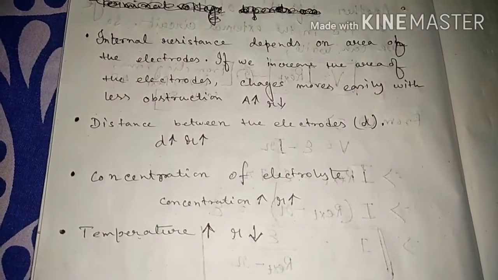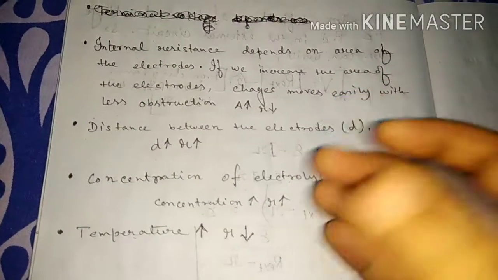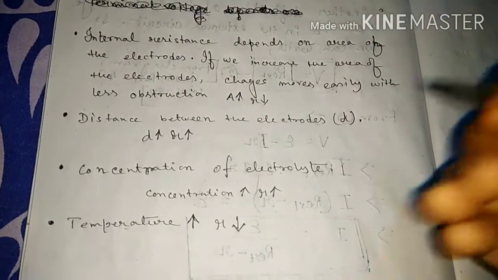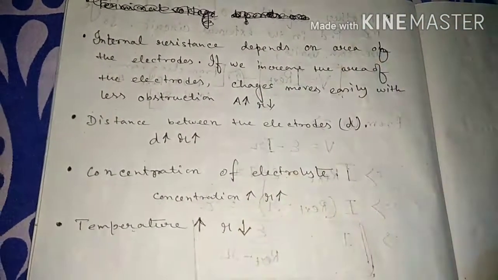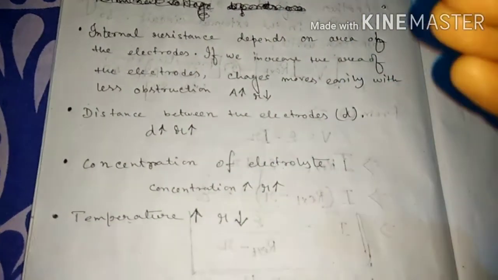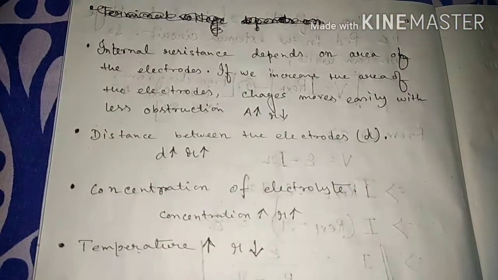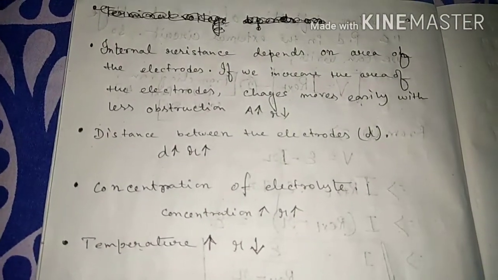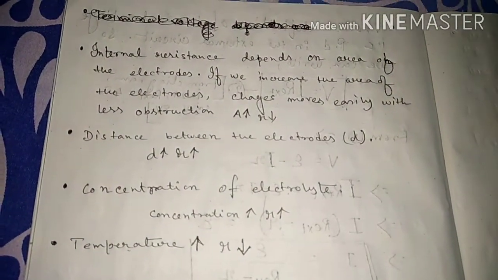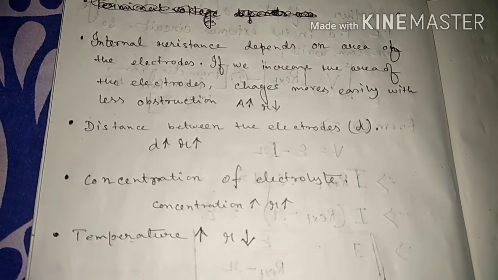And the last one is the temperature. If we increase the temperature, the volume increases, so it gets space to move easily, so the obstruction is less, so internal resistance decreases. So these are the 4 factors on which the internal resistance of a battery or of a cell depends.